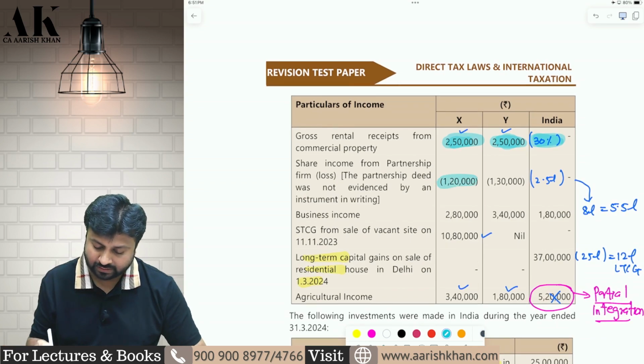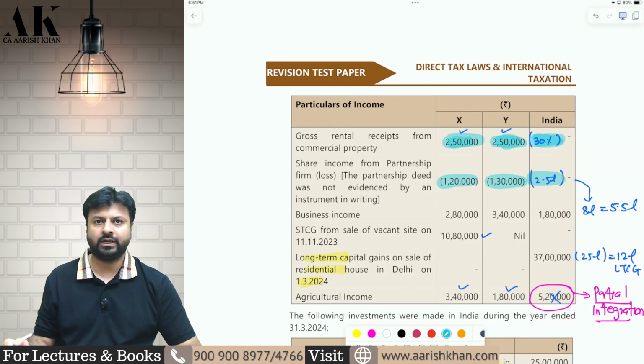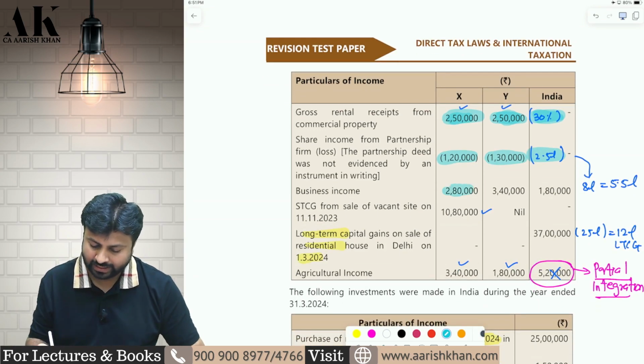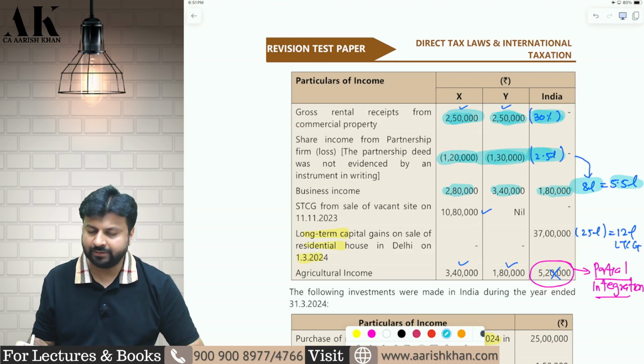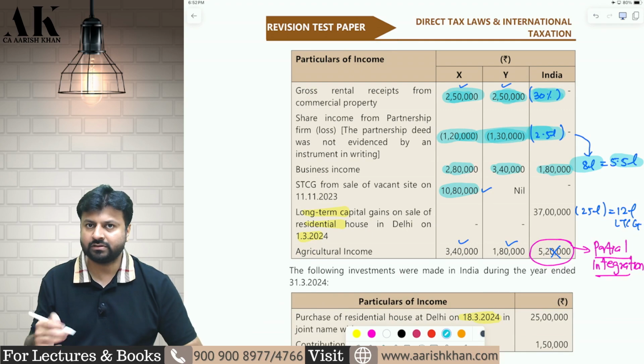Then 1,20,000, 1,30,000 is a loss in country X. You can set off that loss against business income in India, no harm. Then business income 2,80,000, 3,40,000, 1,80,000. All these losses you can set off against this business income and the net business income will be 5.5 lakhs. Then STCG from vacant land is 10,80,000. You can put that also in the total income under capital gains.